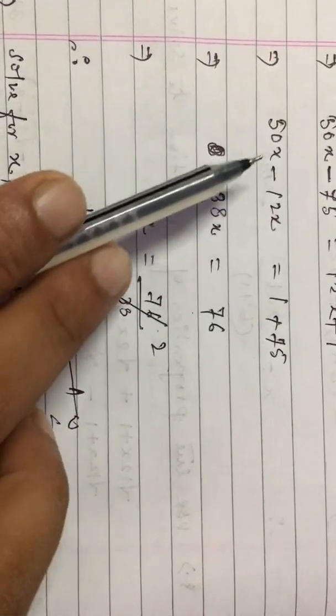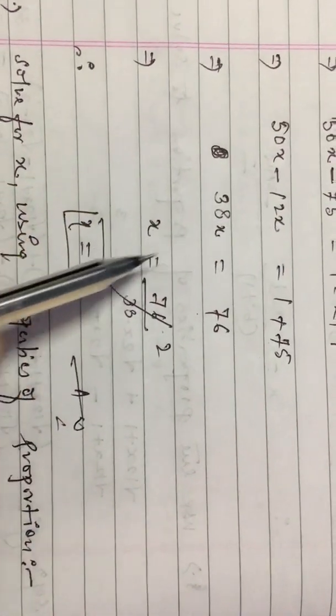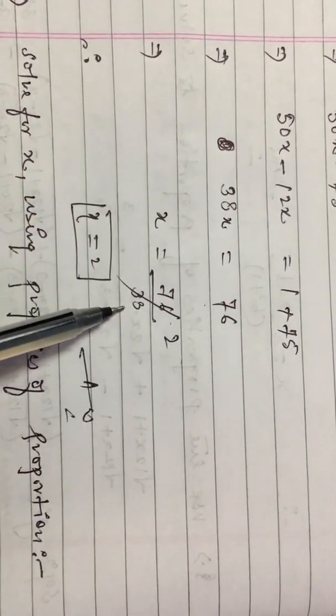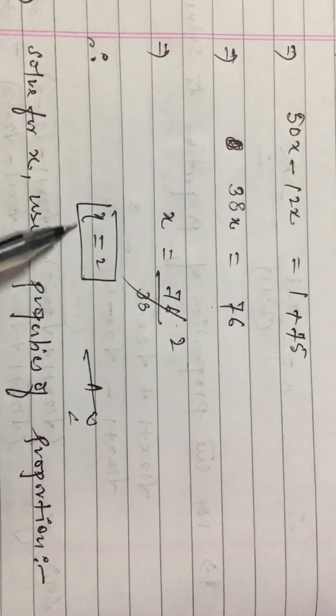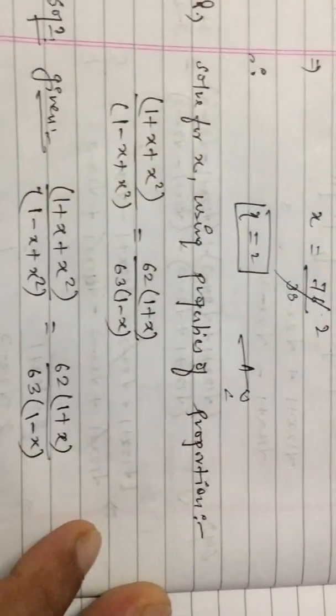75 plus 1 is 76, and 50 minus 12 is 38x. X is equal to 76 by 38, cancelled by 2. Hence x is equal to 2.